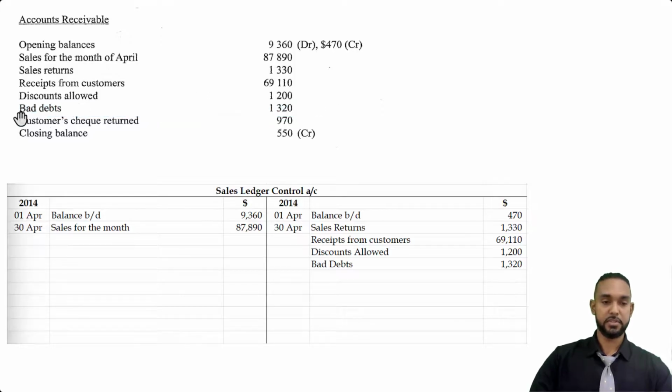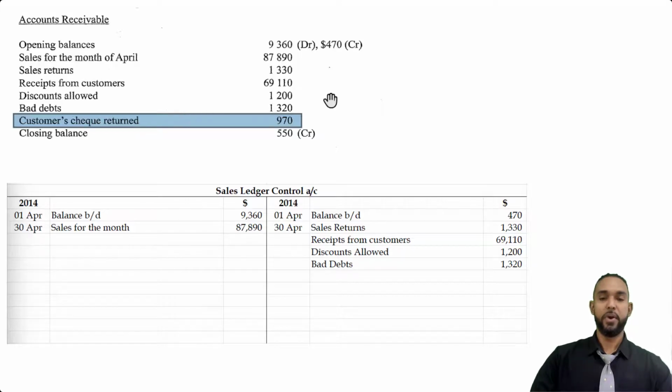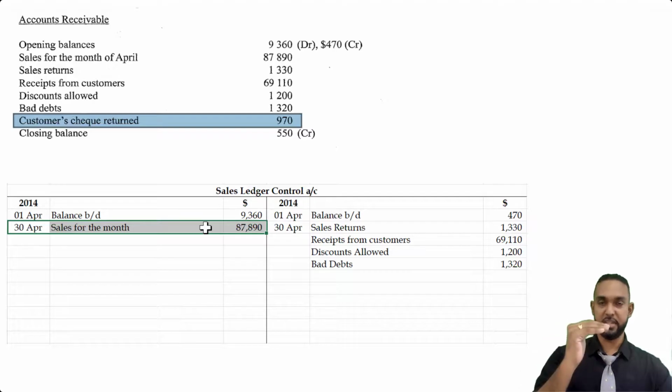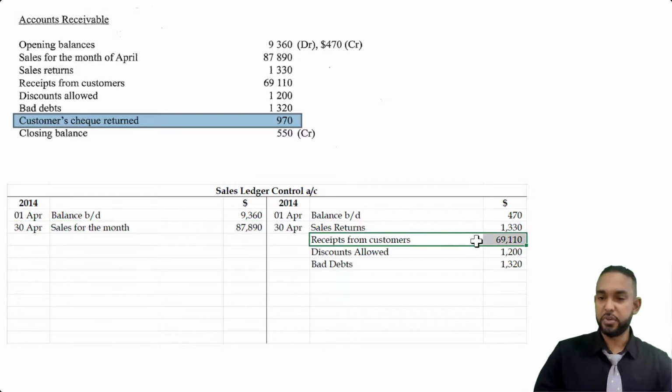Next, we have customer's check returned, $970. So when the customer paid us, that went on the debit side to show the decrease in the asset. If something was wrong with the check, like it wasn't signed, it was the wrong date, the words and figures didn't match, or there was some other problem, and the bank sent back the check, it means we didn't actually get the money. So it means that the amount of money that that debtor owes us didn't go down. So in the books, we have it recorded as going down, but it didn't actually go down.